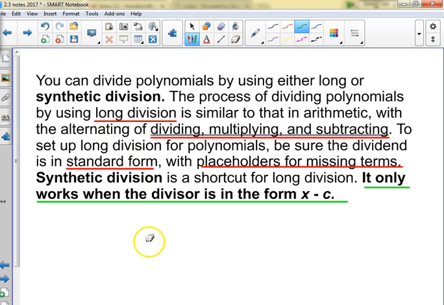All right, so you can divide polynomials using either long division or synthetic division. The process of dividing by long division is similar to arithmetic, where you divide, multiply, subtract, okay? The big thing is it has to be written in standard form with placeholders for missing terms. In other words, if I was dividing something into this, I would want to write a 0x squared in here. Everybody understand what I'm talking about by placeholders? Synthetic division is a shortcut, and it only works when the divisor, what you're dividing by, is x plus or minus some constant term.